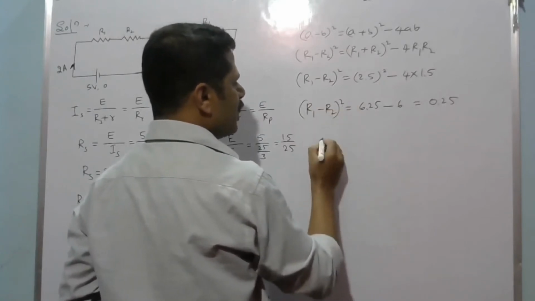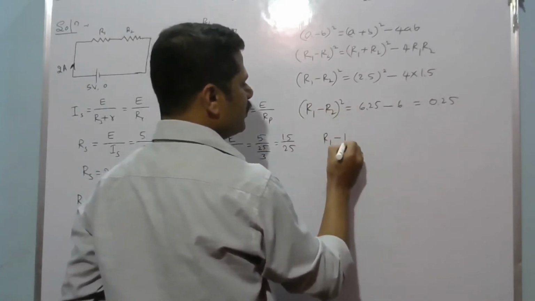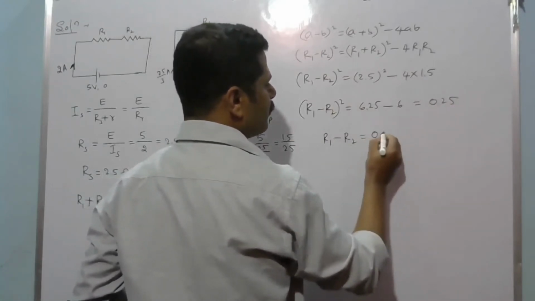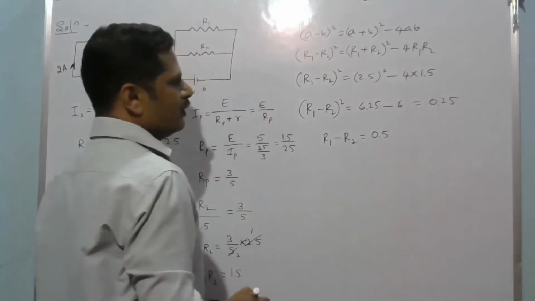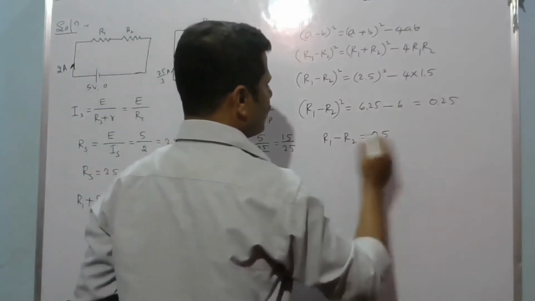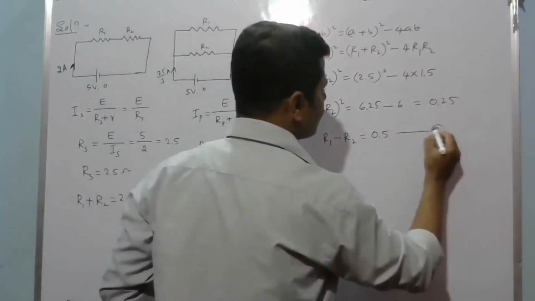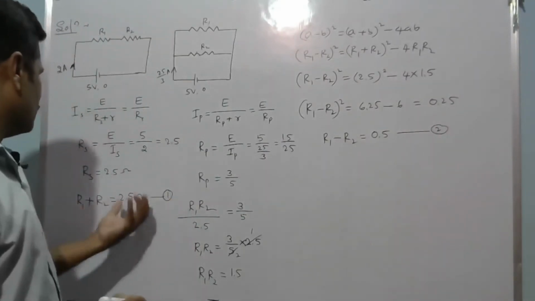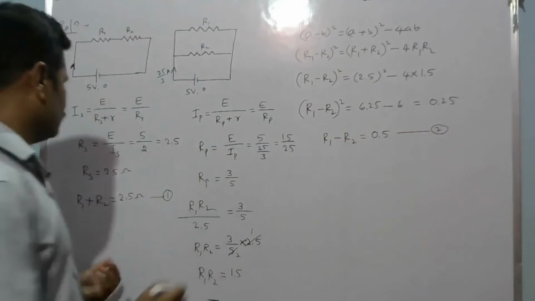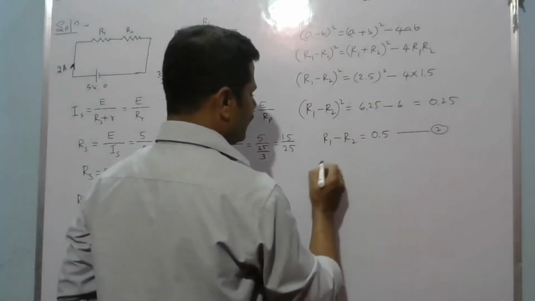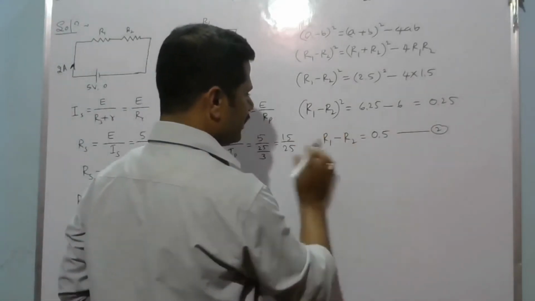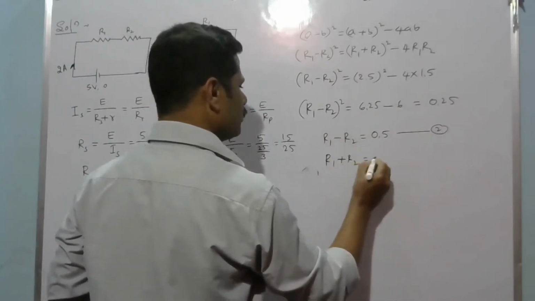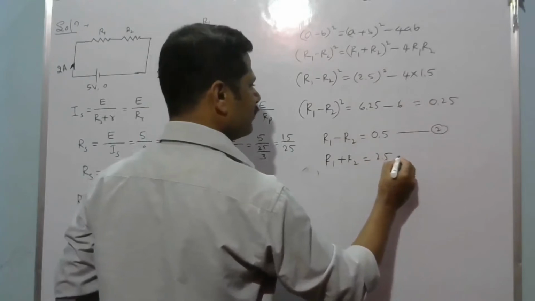What we want is R1 minus R2. So R1 minus R2 is equal to the square root of 0.25. The square root of 0.25 is 0.5. This is R1 minus R2. Let me consider this as equation number 2 and this as equation number 1. I'm solving these two to get R1 and R2. Let me write here equation number 1, that is R1 plus R2 equals 2.5. This is equation number 1.